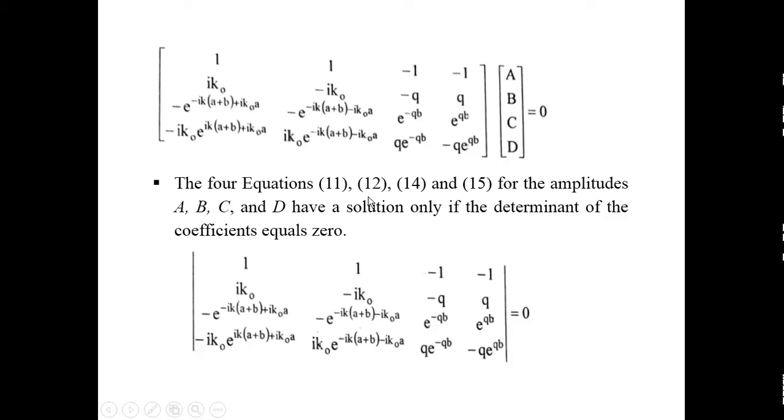The 4 equations 11, 12, 14, 15 for amplitudes A, B, C and D have a solution if and only if the determinant of these coefficients is equal to 0. That is why the determinant of this particular matrix is given here, equal to 0. If you expand this determinant and the value of the determinant is equal to 0, then of course we can have a solution for the 4 equations.